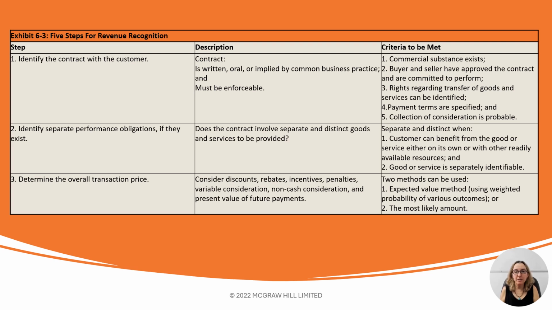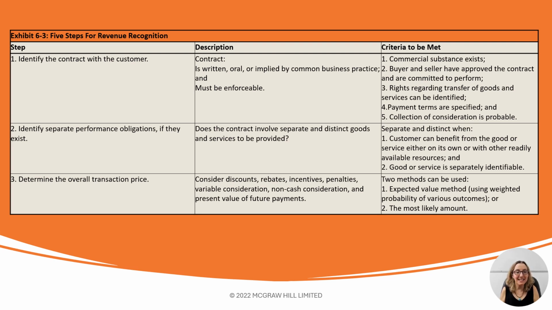What criteria need to be met? Well, first of all, commercial substance has to exist, and that means there's a business reason for each party to enter into the contract. Number 2, the buyer and seller have approved the contract and are committed to perform. The third thing is that rights regarding the transfer of goods and services can be identified. Payment terms have to also be specified, and collection of the consideration also has to be probable.